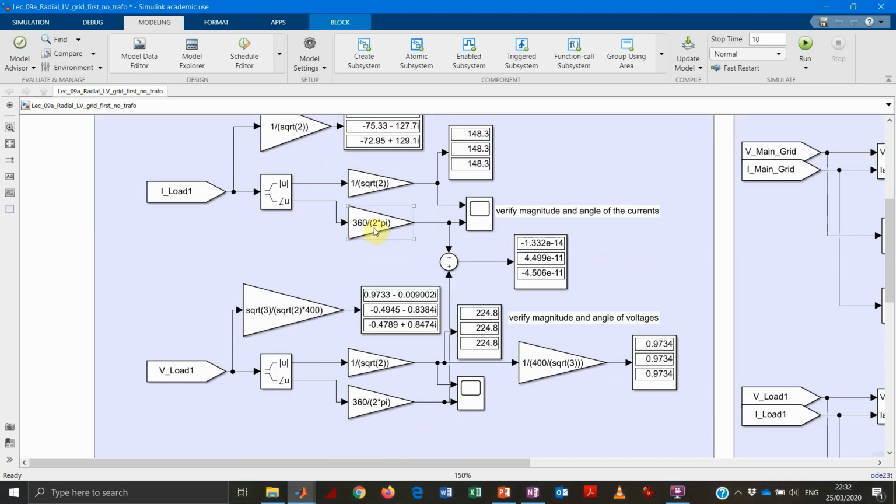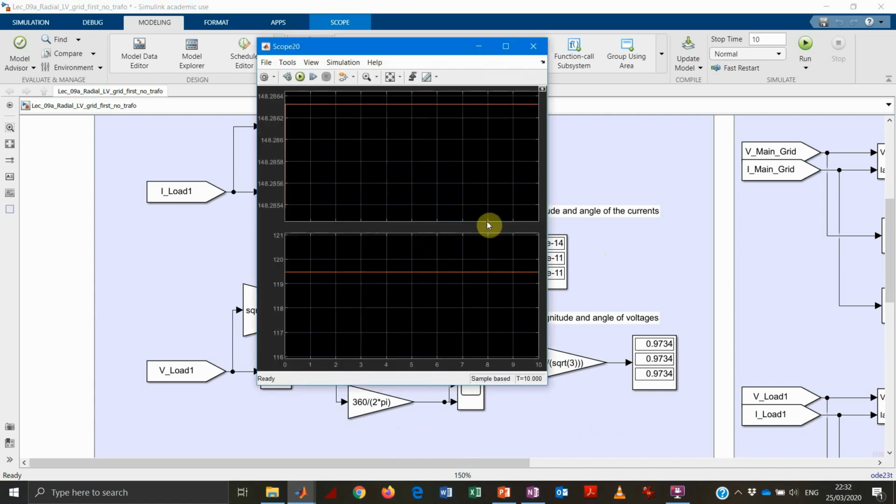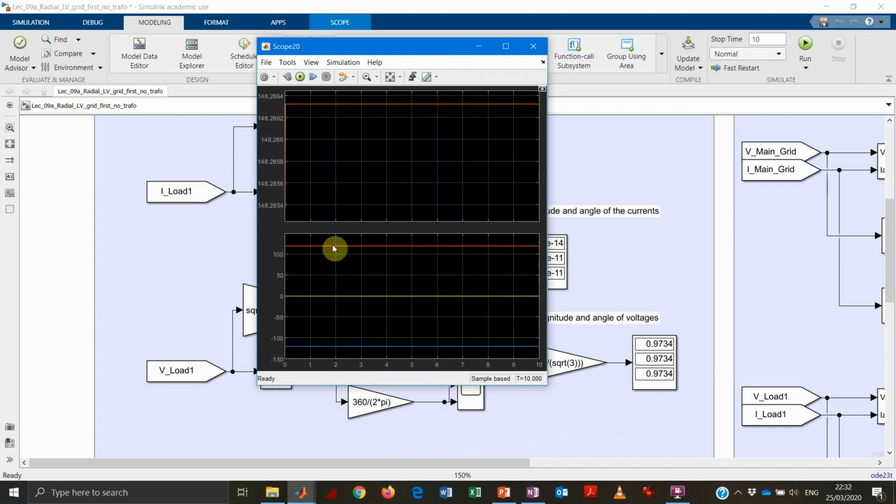The angle as well, since this one is coming out in radians, then I need to multiply by 360 and divide by 2 pi if I want it in degrees. And I will see that, since it's a balanced system, the difference will be 120 degrees between the phase of one current, the other, and the third one.